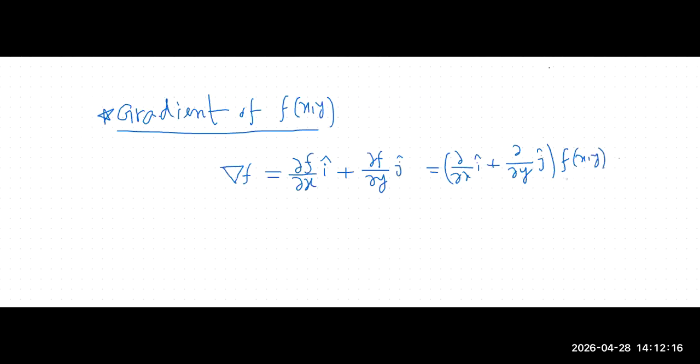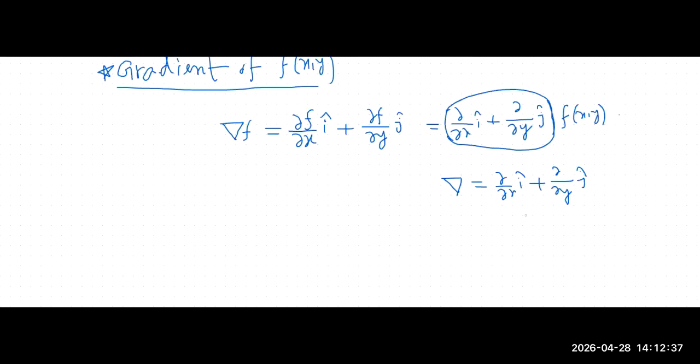So this is an operator. This is called the vector operator nabla, del divided by del x i plus del divided by del y j. And this is for the two-dimensional scenario. For the three-dimensional scenario, it is del divided by del x i plus del divided by del y j cap and del divided by del z k. So in this case, i, j, k are the unit vectors in the direction of x, y, and z respectively.